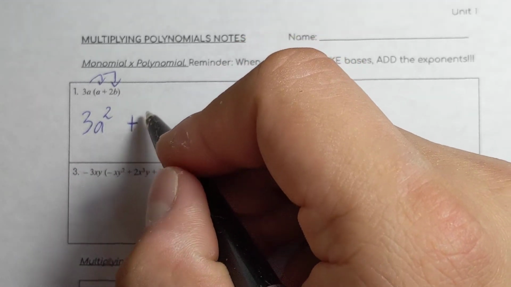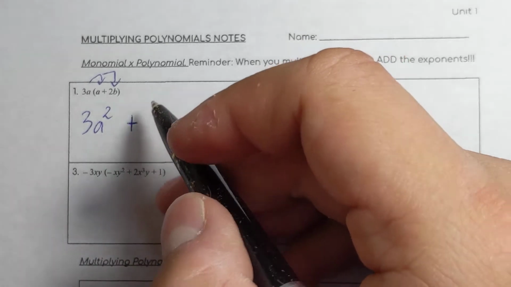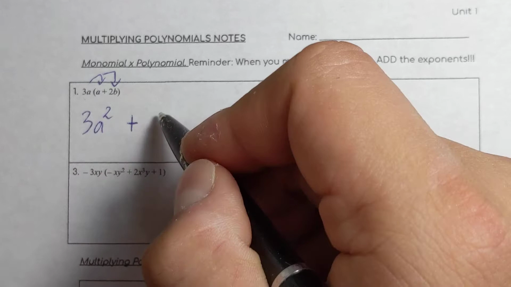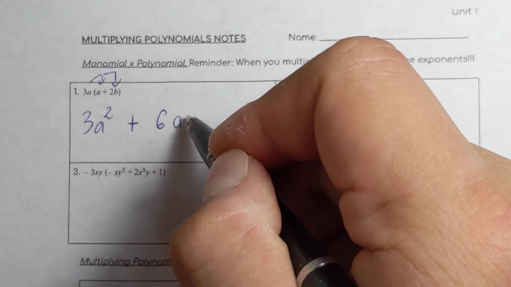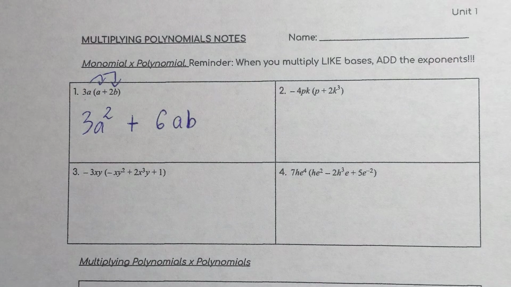Well, since we know that 3a times 2b, you have to multiply the like terms. So you take 3 times 2, it should give you 6. A times b should remain as a times b. You cannot do anything with that, no matter how much you wish to do something with that.